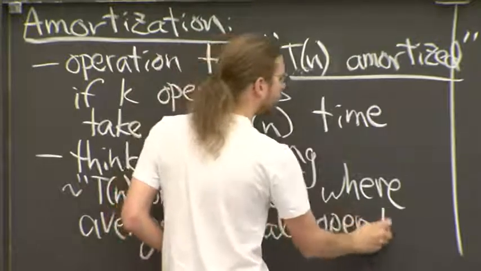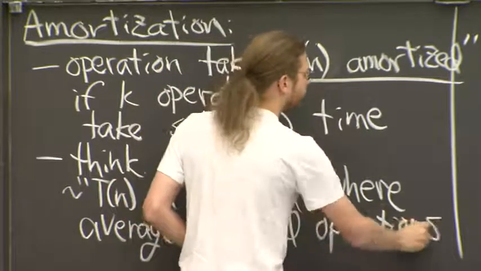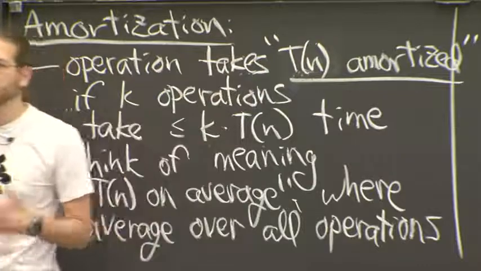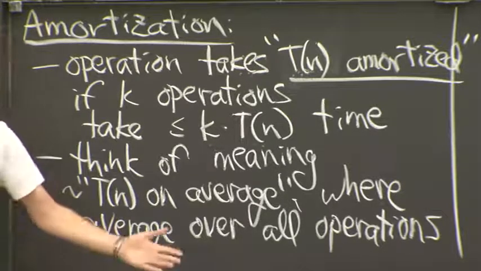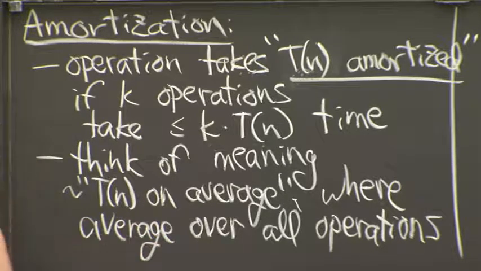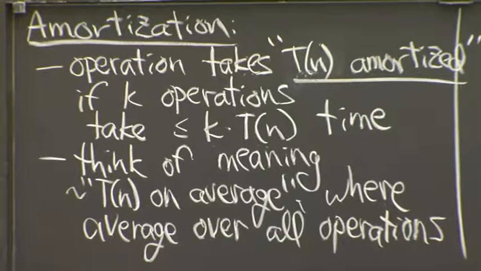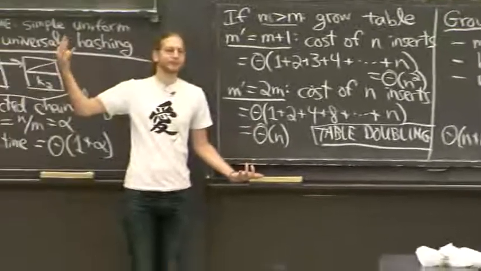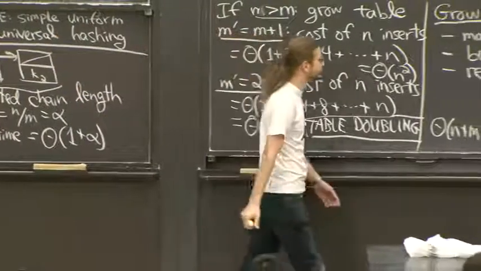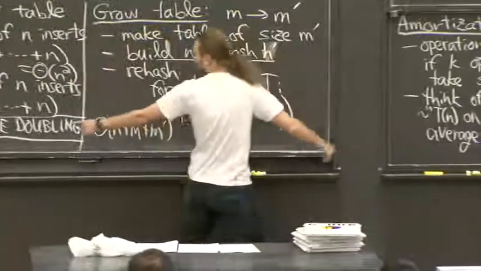So this is something that only makes sense for data structures. Data structures are things that have lots of operations on them over time. And instead of counting individual operation times and then adding them up, if you add them up and then divide by the number of operations, that's your amortized running time. So the point is, in table doubling, the amortized running time is Θ(1).